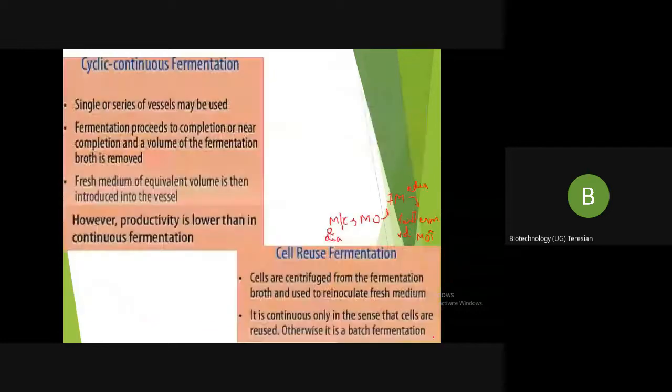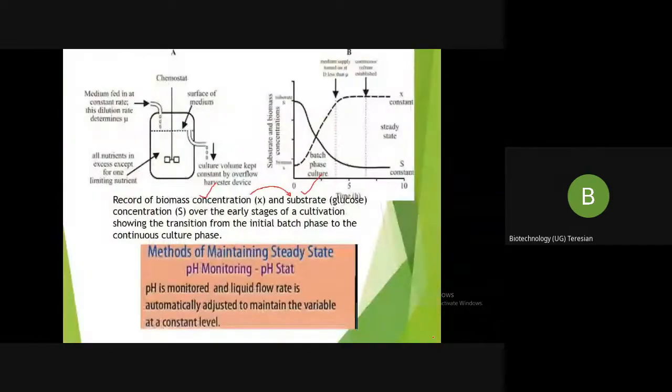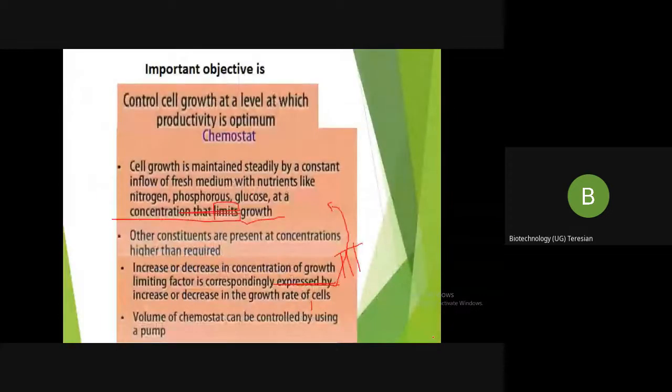So that is about your continuous fermenter. Here, if the media is fed continuously to the batch culture at a suitable rate, then the steady state is achieved.